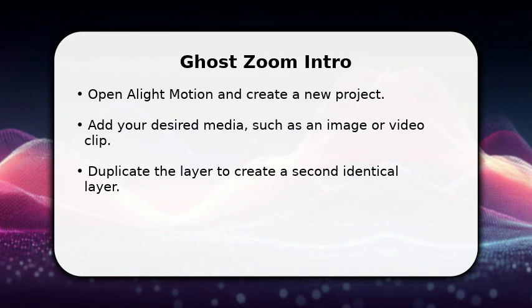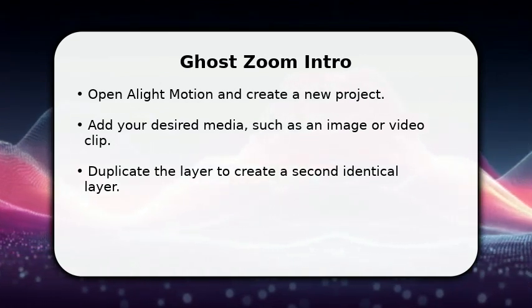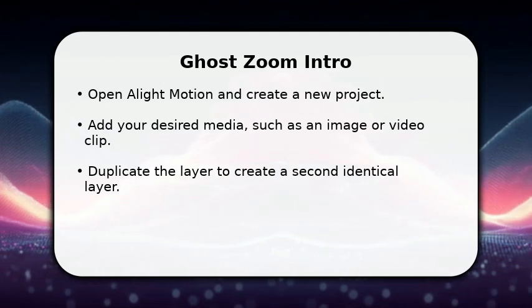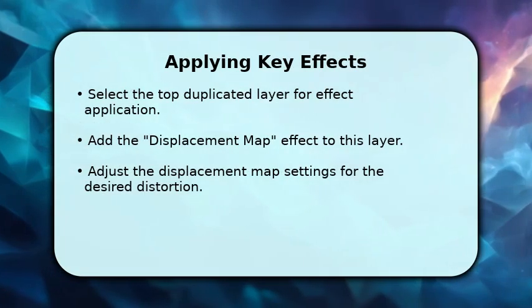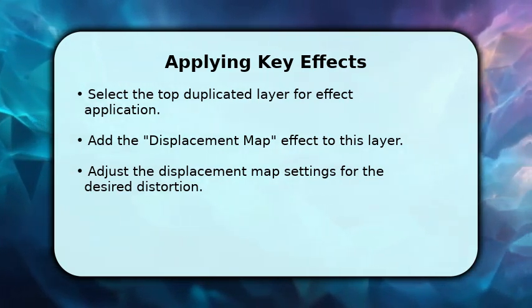An essential first step is to duplicate this layer, creating two identical copies. This second layer will be crucial for achieving the unique ghost effect we are aiming for. Now, select the top duplicated layer in your timeline. This is where we will apply the primary effects.